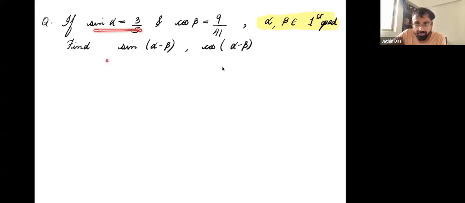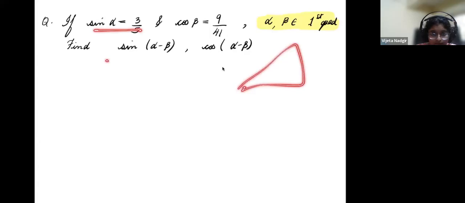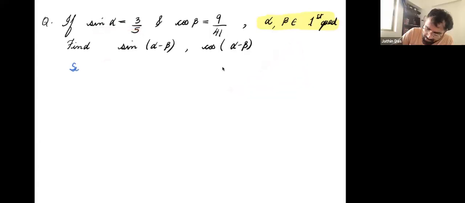Yes. Either by the triangle method, otherwise, what? Sine square alpha plus cos square alpha is 1. Either by the triangle method, otherwise this is also fine. But understand alpha and beta are in the first quadrant, so everything is positive. Nothing becomes negative. The negative case, we'll discuss this later.